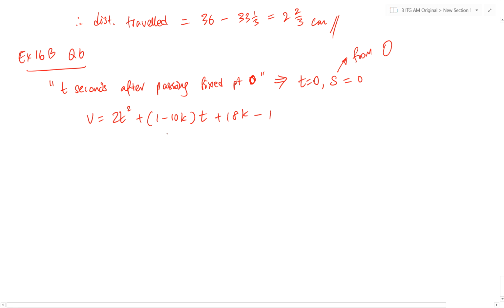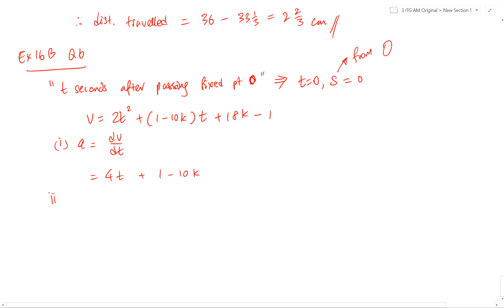Find an expression for the acceleration. Part 1. A for acceleration, dv over dt. For t plus 1 minus 10k. Straightforward.